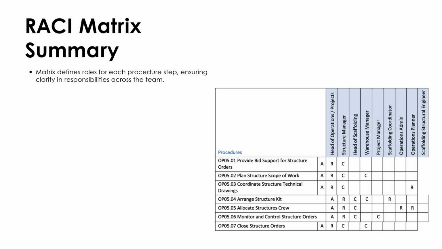RACI Matrix. A RACI matrix is a tool that clarifies roles and responsibilities in a project by designating who is responsible, accountable, consulted, and informed for each task. Please take some time to study this matrix for a clear understanding of team roles. Please review this RACI matrix carefully.